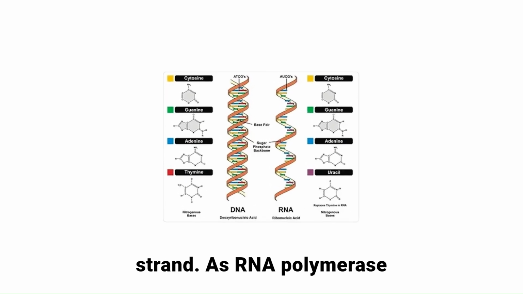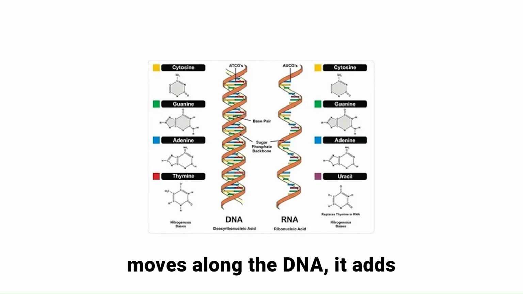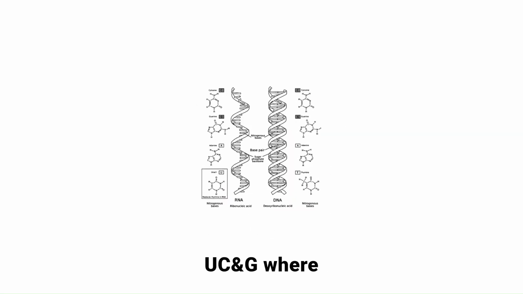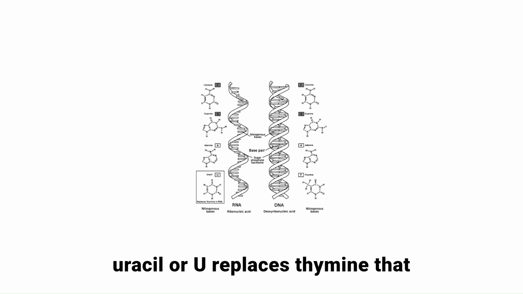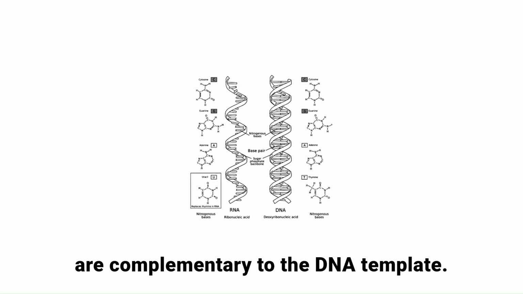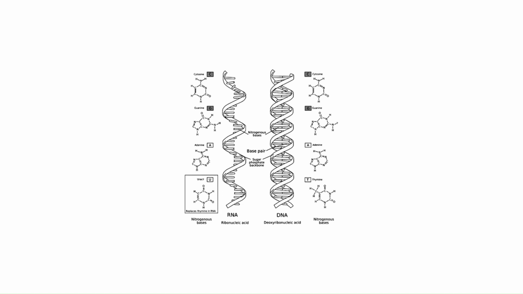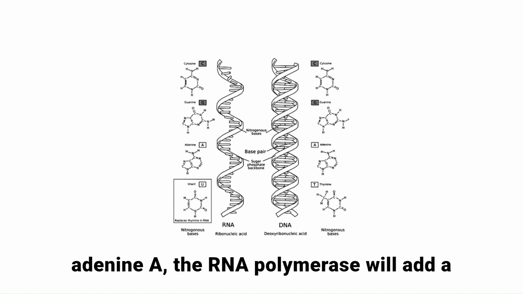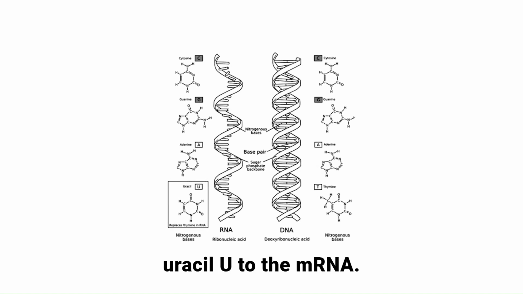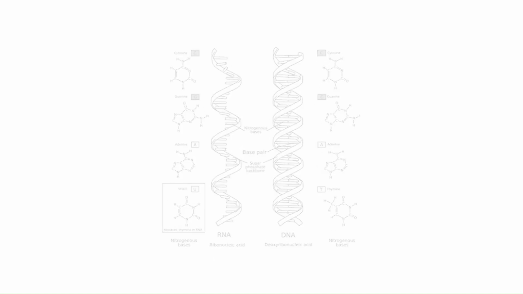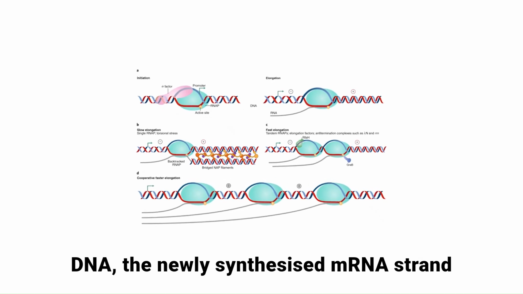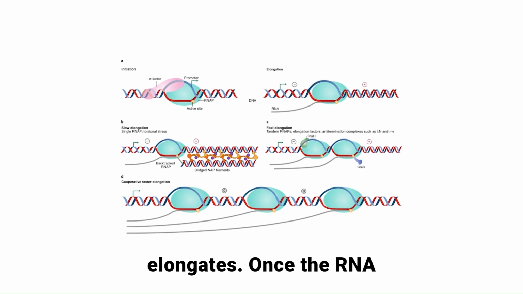As RNA polymerase moves along the DNA, it adds ribonucleotides A, U, C, and G, where uracil (U) replaces thymine, that are complementary to the DNA template. For example, if the DNA sequence has an adenine (A), the RNA polymerase will add a uracil (U) to the mRNA. As the RNA polymerase moves along the DNA, the newly synthesized mRNA strand elongates.